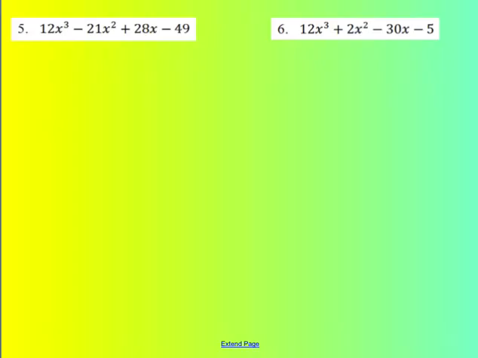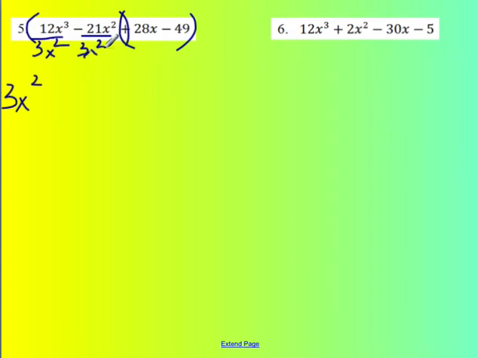Let's take a look at number 5. So for number 5, we again want to factor by grouping. So we're going to make our two groups between 12 and 21. Okay, so we're thinking of all the things that multiply to 12 and 21, and you can take out a 3. Between x cubed and x squared, you can take out an x squared. So then we're going to divide each term by 3x squared.